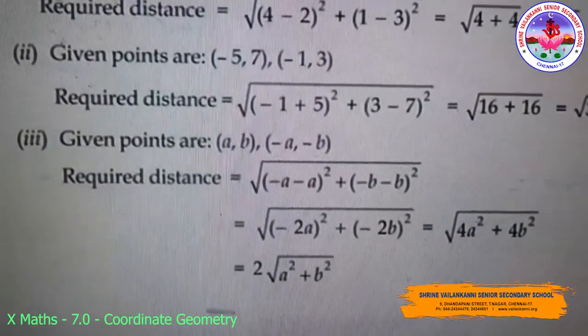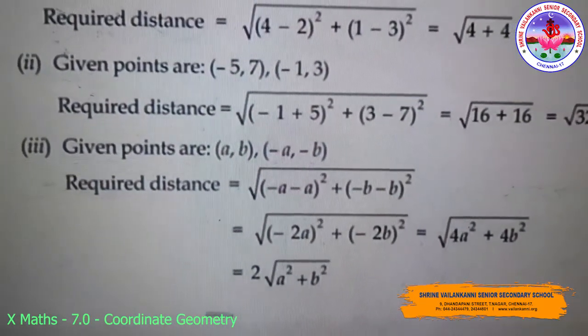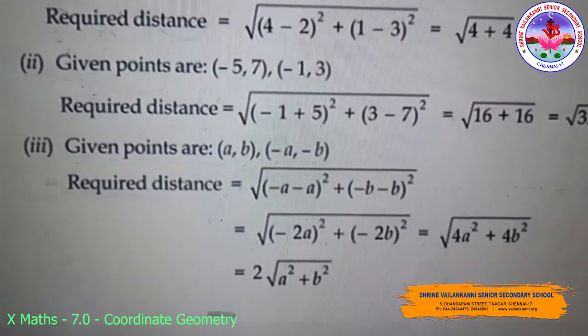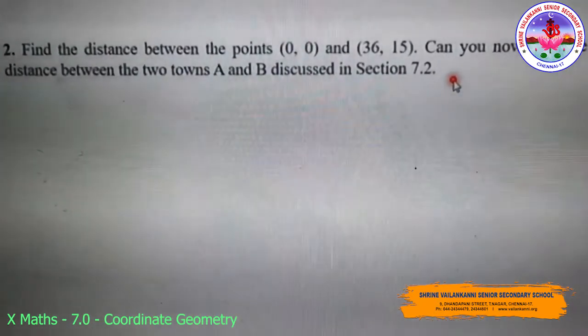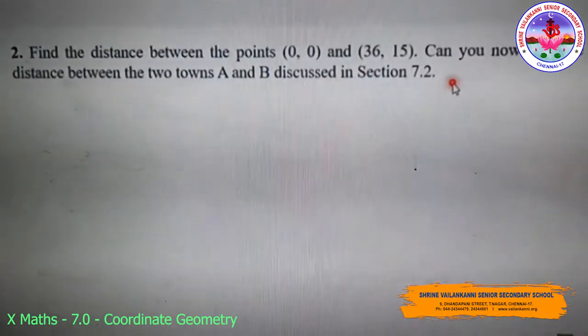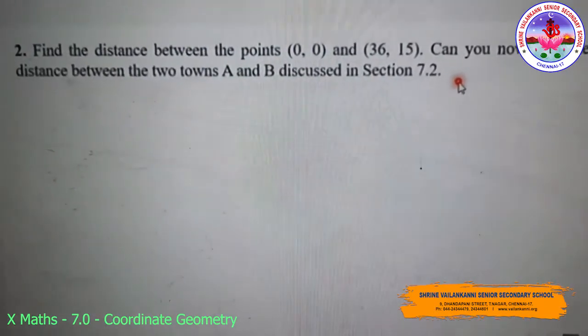If I want to remove my square root of 4, I will be getting 2 square root of a squared plus b squared, which was the required distance. Second problem, find the distance between the points 0, 0 and 36, 15. Can you now find the distance between the two towns A and B discussed in section 7.2?